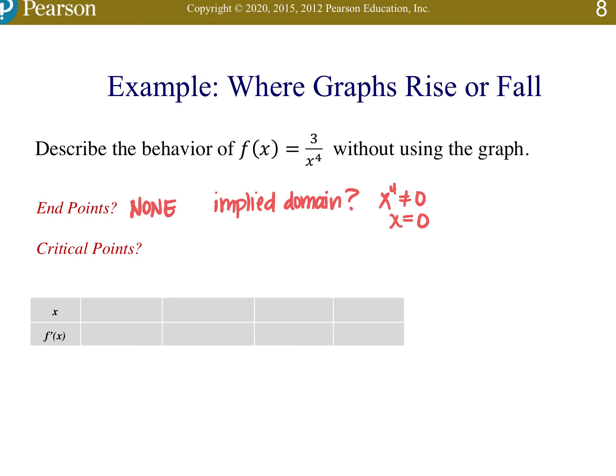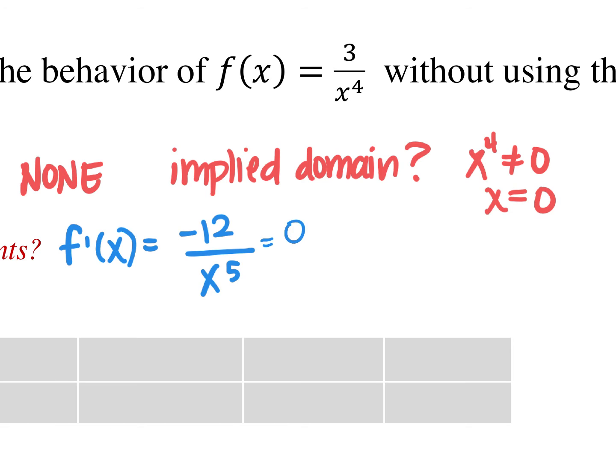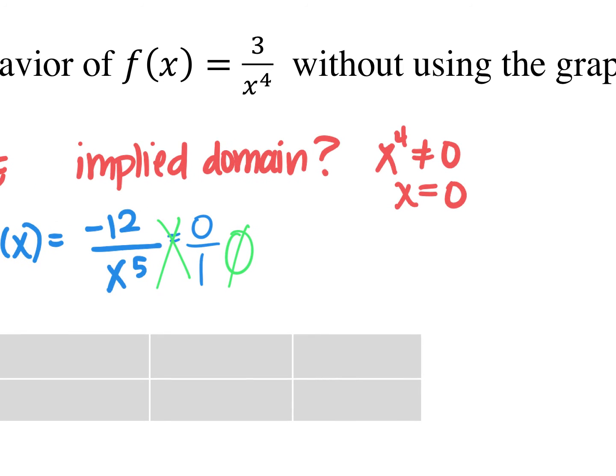I also need to do my critical point, so I'll find my derivative. Okay, I already worked out the derivative, so we don't have to worry about that together. The derivative turns out to be negative 12 over x to the 5th. I set that equal to 0 over 1, and I cross multiply, and I get nothing. And then I take negative 12 over x to the 5th, and I set it equal to 1 over 0, and I cross multiply that. And this time I get x is 0 again. So x is 0 showed up twice, so that's an important number.